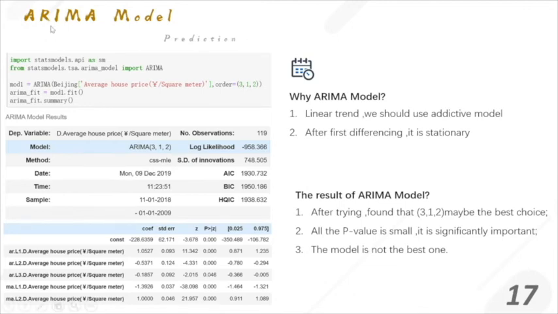So we choose this model and do the test, and after trying, we found that the order of 3,1,2 may be the best choice. And you can see that all the p-values are small and significant. But the model is not the best one because you can see that the likelihood is not big enough, and AIC, BIC, HQIC are not small enough.